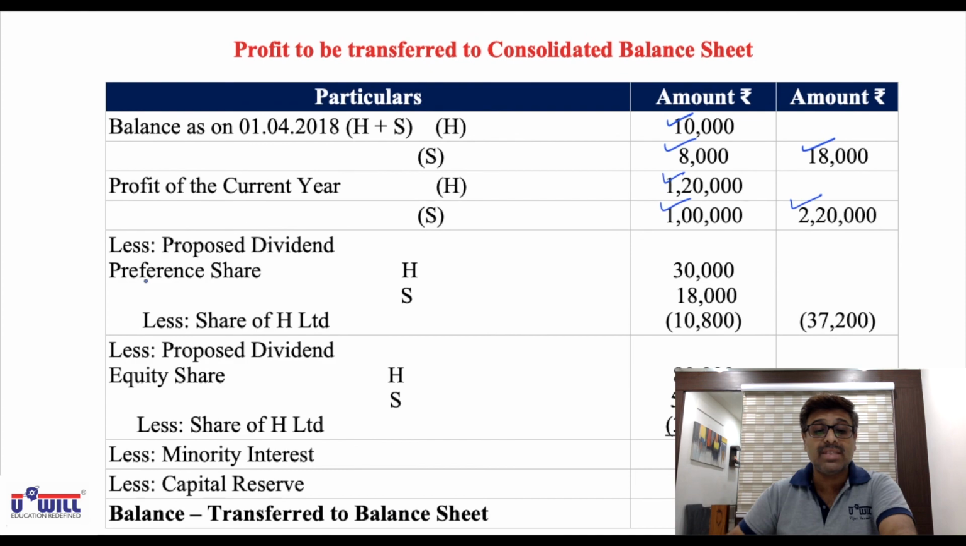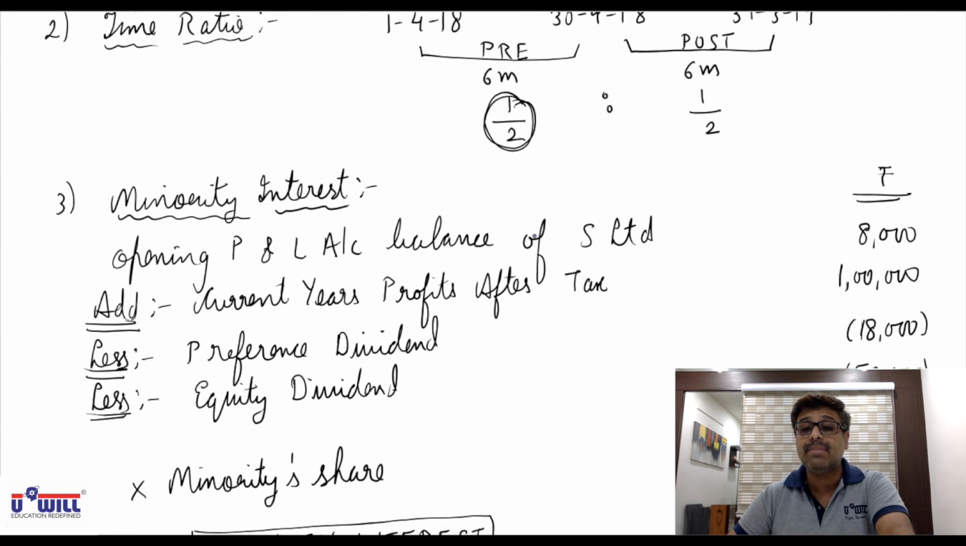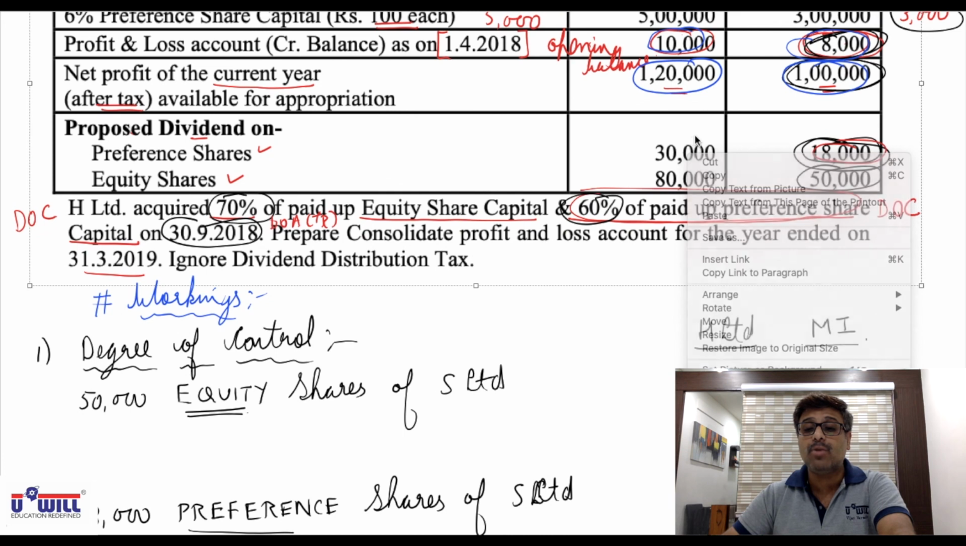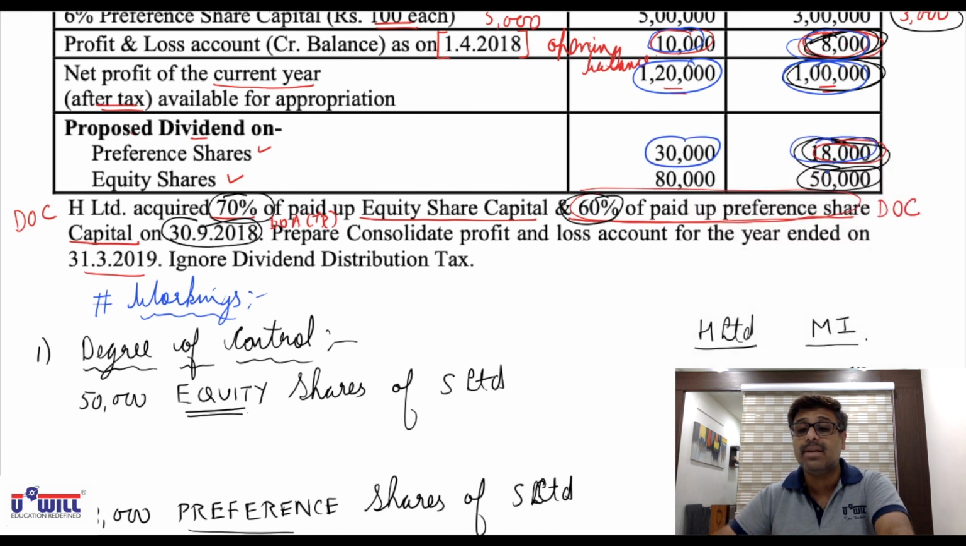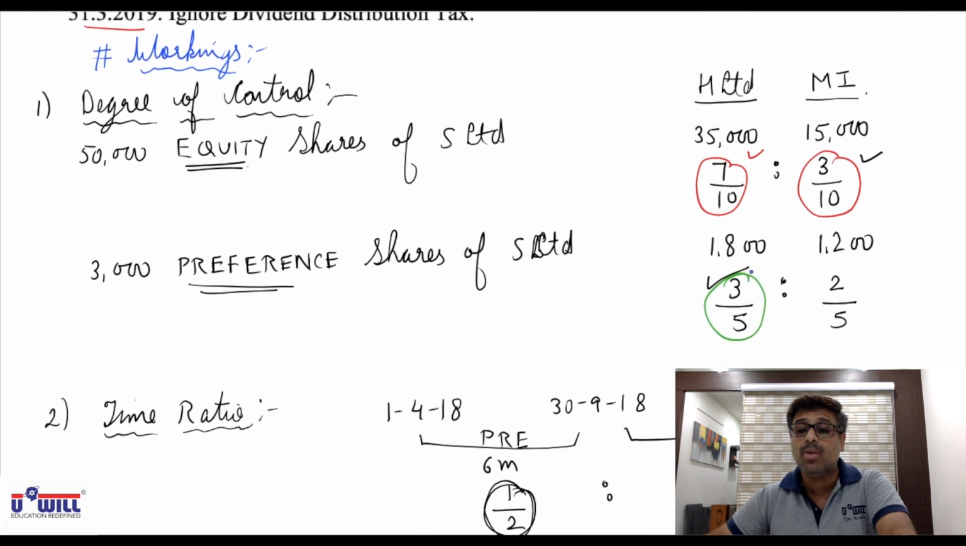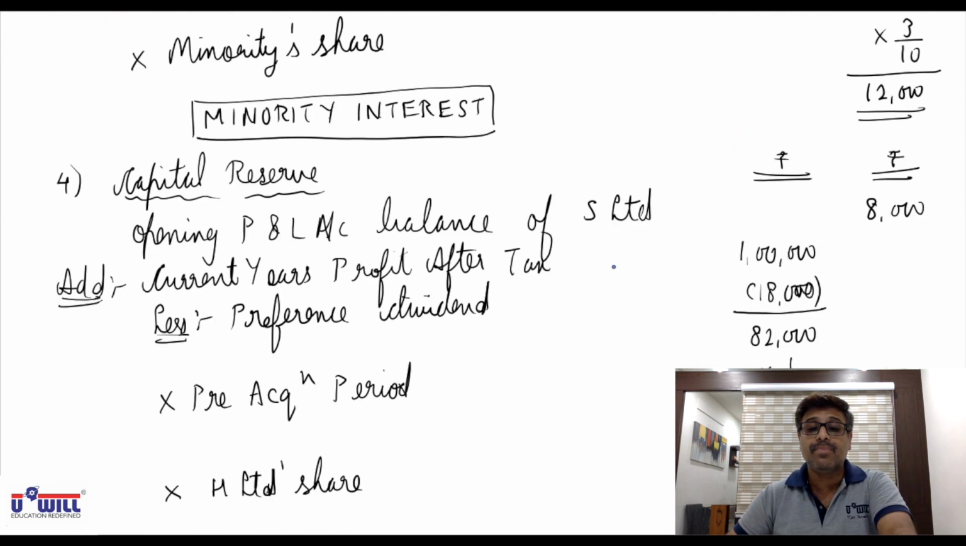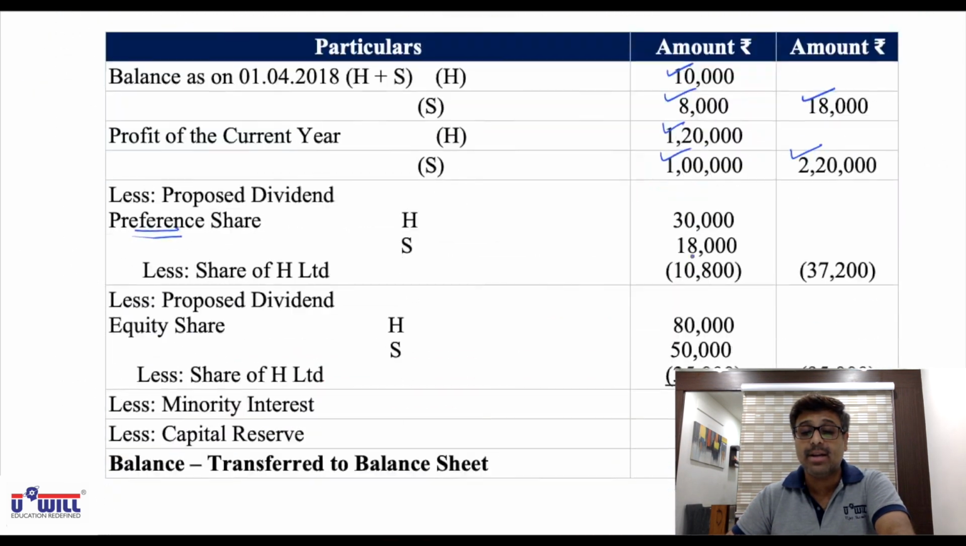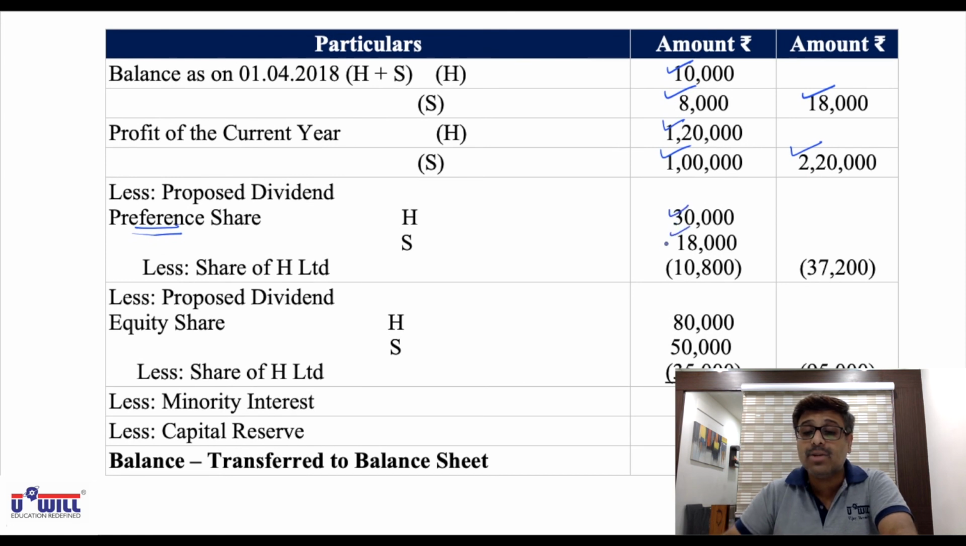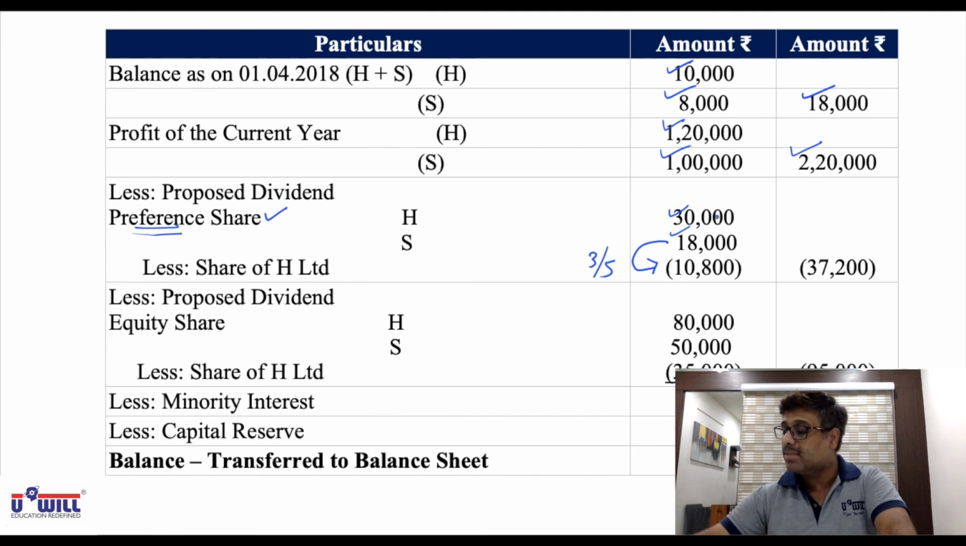Then we subtract. First we subtract preference dividend. You all can see here preference dividend is 30,000 of holding company and 18,000 of subsidiary company. And in this 18,000, what will be holding company's share? 3 by 5. That we have to minus. So first you'll add 30 plus 18, 48,000. And then from that 18,000, you'll subtract share of H Limited, which is 3 by 5. Since we are talking about preference share, you'll take preference degree of control. What is 18,000 into 3 by 5? That comes to 10,800. 30,000 plus 18,000 minus 10,800, 37,200.